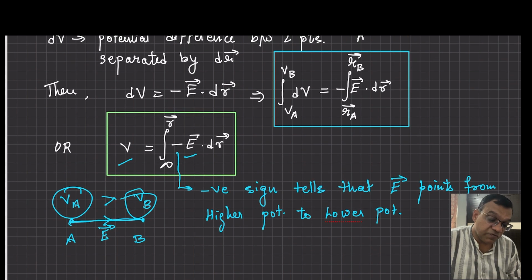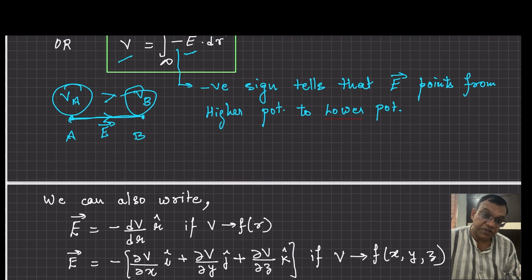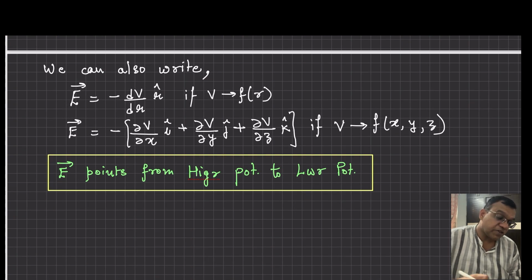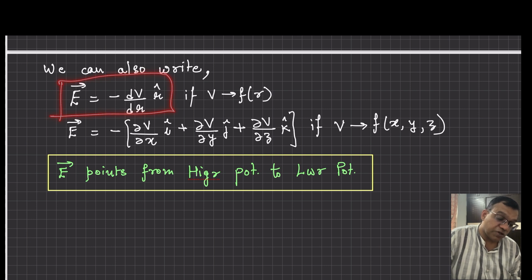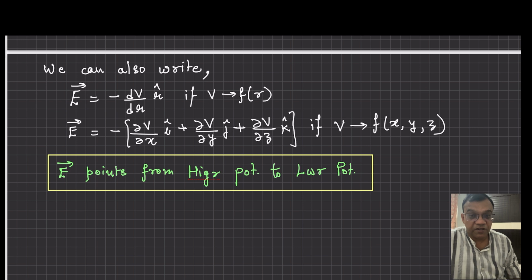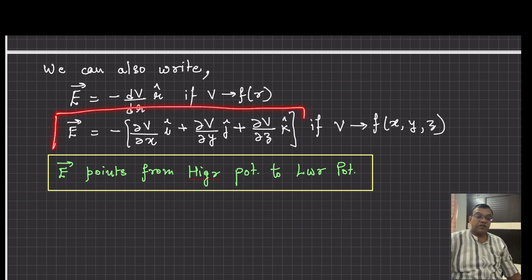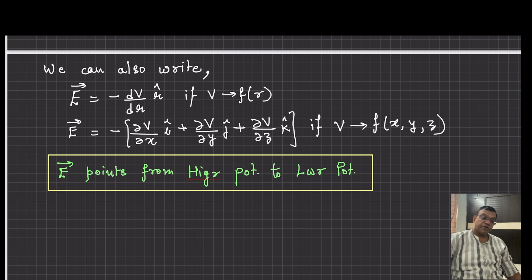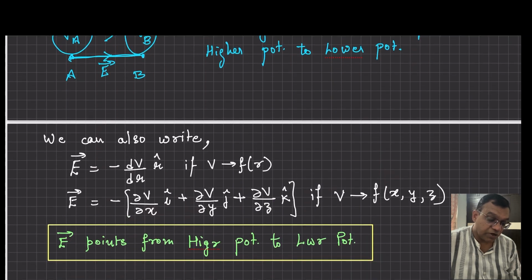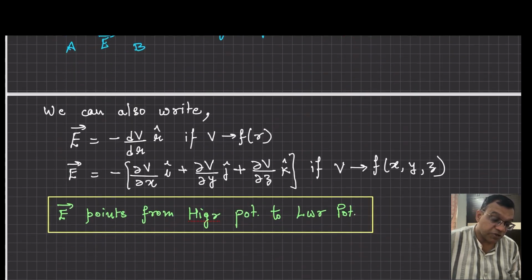Now here we have written V in terms of E. We can also write E in terms of V, and we have the expression here. This is E equal to minus dV by dr, if V is a function of r only. And if V is a function of x, y, z, then we can write it as minus dou V by dou x i cap plus dou V by dou y j cap plus dou V upon dou z k cap. So negative of this encircled term, right? This is going to be the relation between the field E in terms of V. Now this I already told, E points from higher potential to lower potential.